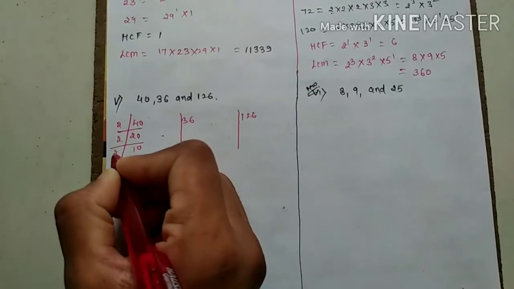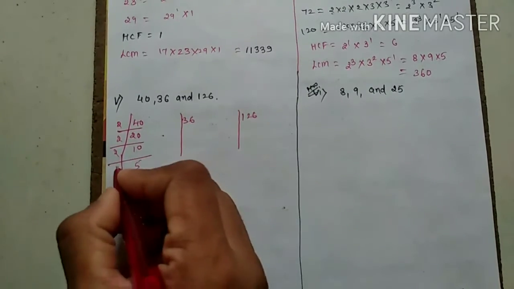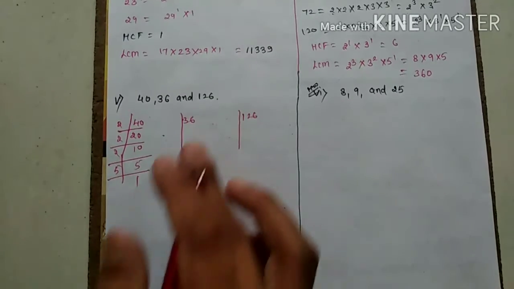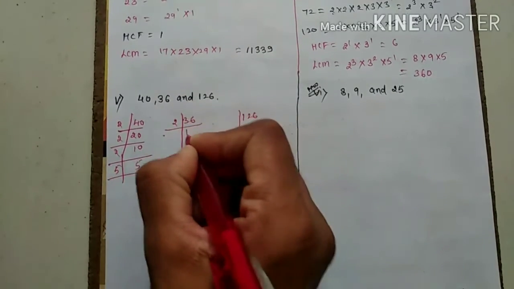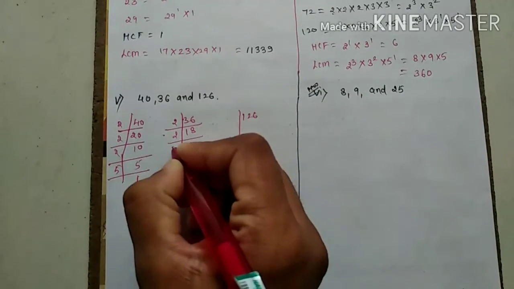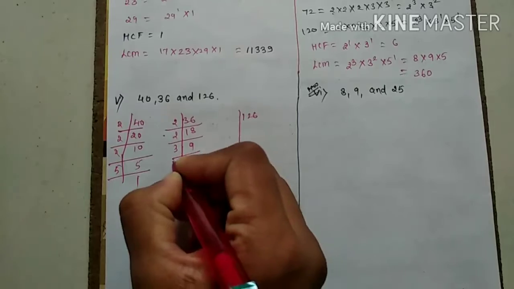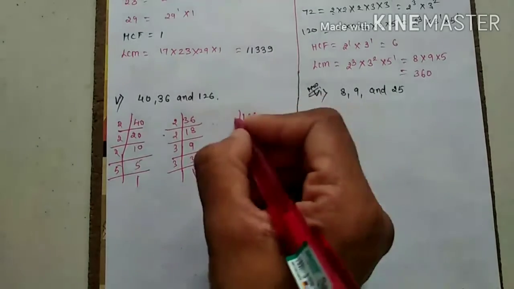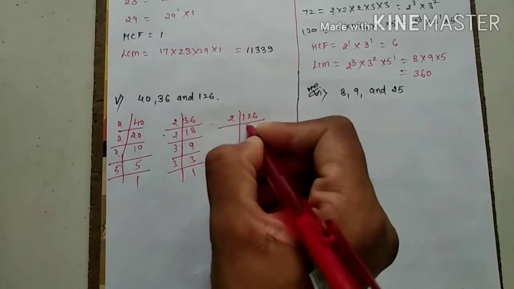2 10s are 20. 2 5s are 10. Next, 36 again. 2 1s are 2. 2 8s are 16. 2 9s are 18. 3 3s are 9. 3 1s are 3. Again, 2 2s are 4, 2 6s are 12.